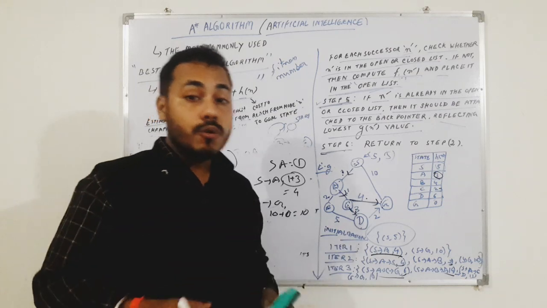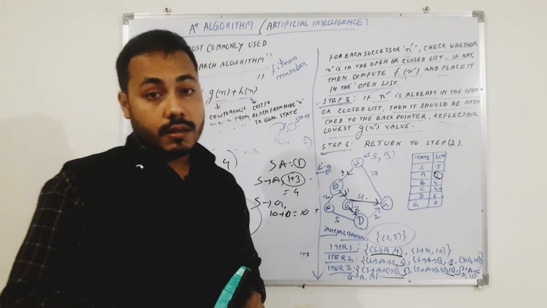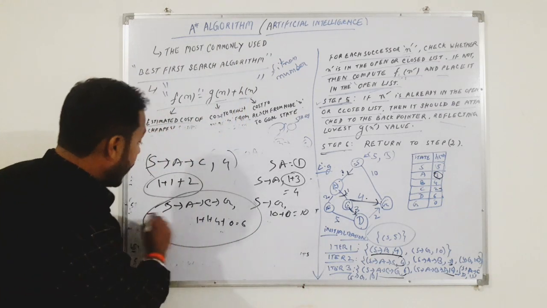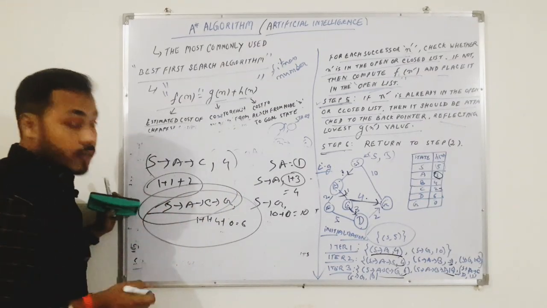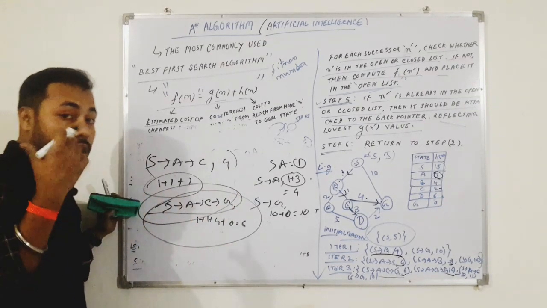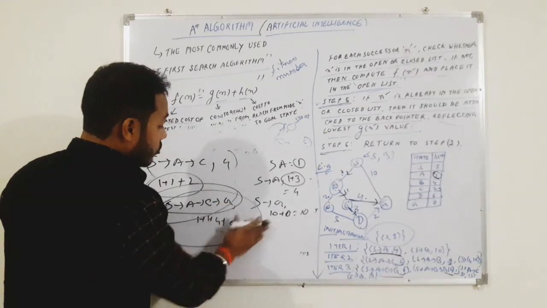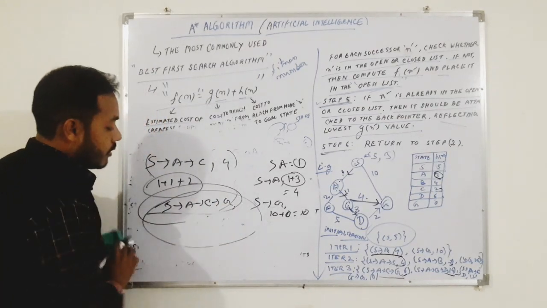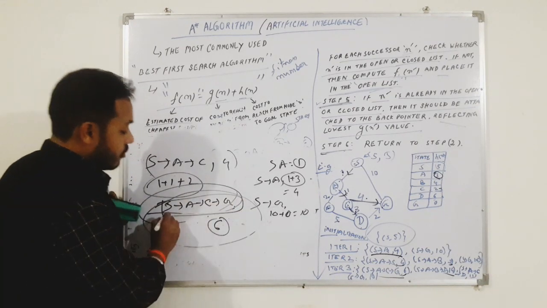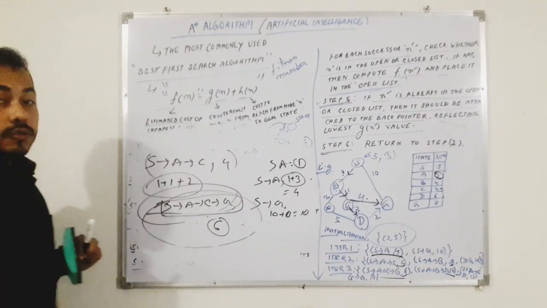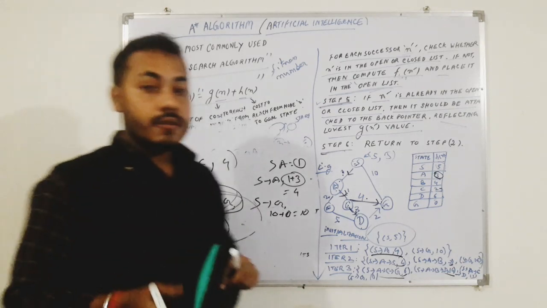If we compare them, which one is the least cost? Of course this one. So as far as the A star algorithm is concerned, we have got our goal node at the cost of how much? 6. So the A star algorithm will return this path: S to A to C to Z. Is this clear to you?